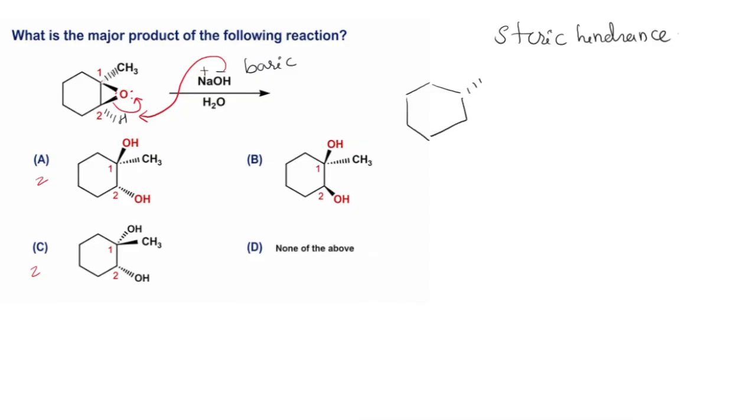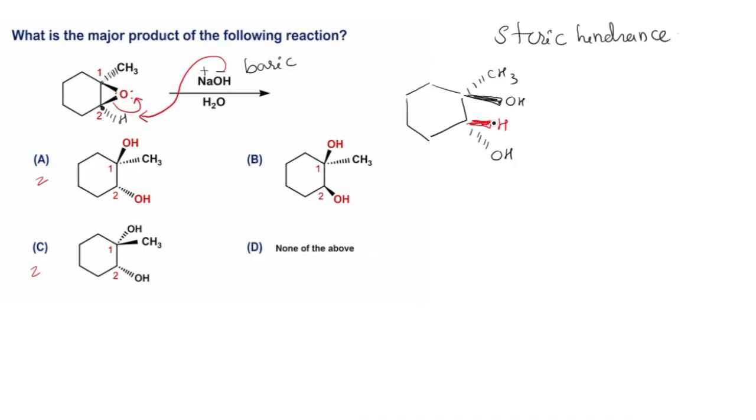Methyl is below the plane, write that as it is. The oxygen is above the plane, that also will remain as it is because the reaction is happening at this carbon, not at this carbon. So the stereochemistry will remain as it is on this particular carbon. But since OH is attacking from below the plane, right? So it is below the plane. And what happens to the hydrogen? It is forced to go above the plane. So here it is like this.